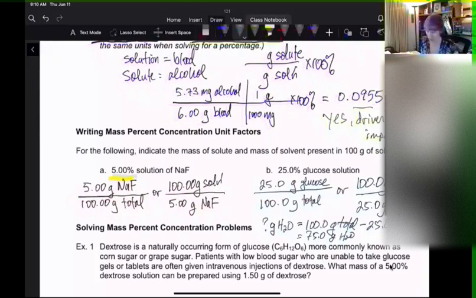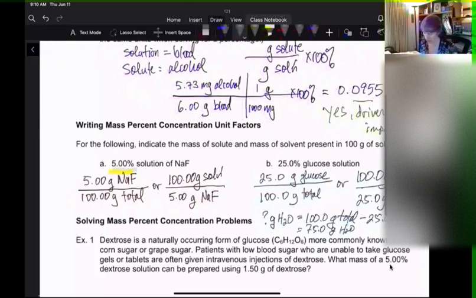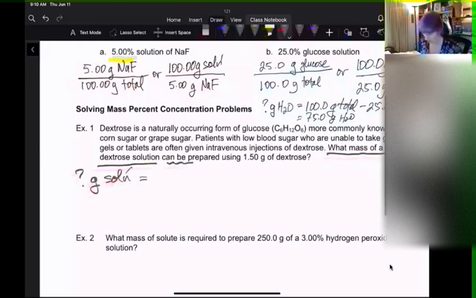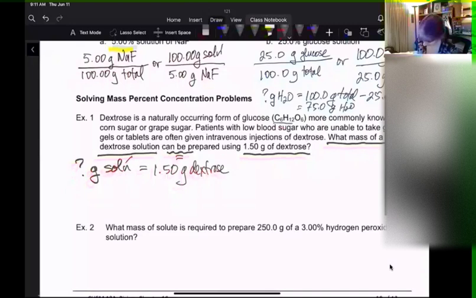So let's do a couple problems using this information. Again, when we get a large question like this, you can read it if you have time, or you can look for the question: what mass of solution can be prepared, that's my equal sign, with 1.50 grams of dextrose, and notice this is our dextrose. So maybe I'll go ahead and write that in there.